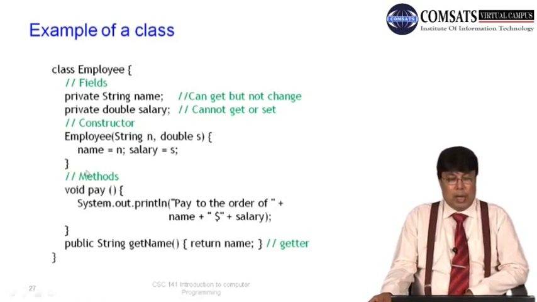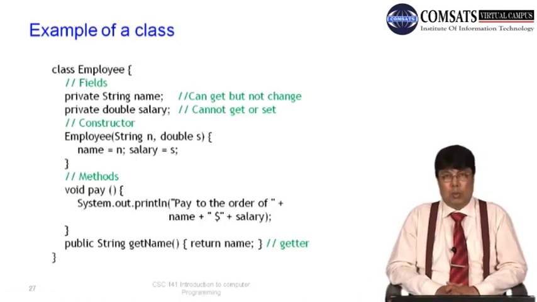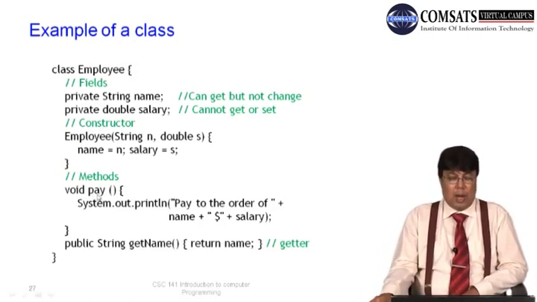Then the methods. We can define a method, pay. Whenever an employee joins an organization, obviously you need to provide pay to that employee. For that purpose, you can define the method pay that returns nothing, but it prints with System.out.print: pay of the order of this, plus you can concatenate it with the name, then concatenate it with the $ sign, and then concatenate the salary.